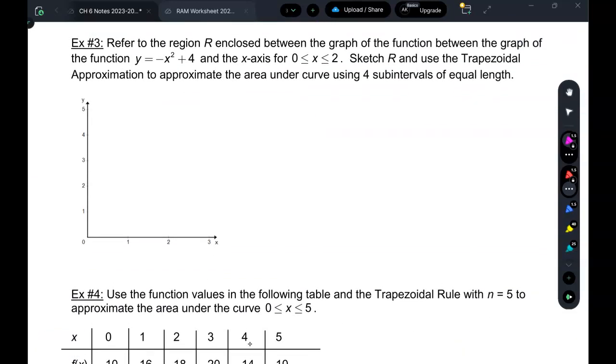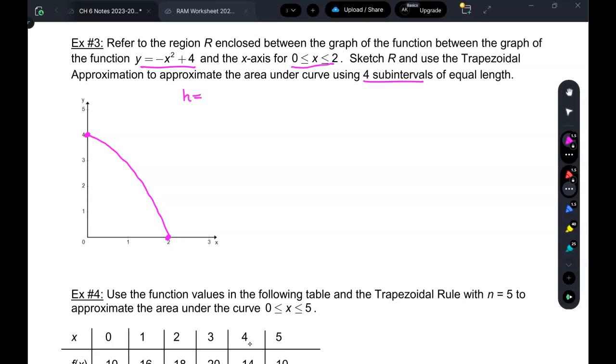Good? Okay, let's try another one, and then we'll do some tables. No questions? We're good? Pretty straightforward. Okay, so let's do the graph. y equals negative x squared plus 4. So that's going to have a y-intercept at 4 and an x-intercept at 2. So it's going to be this part of the parabola. Set that equal to 0, you'd get an x-intercept at plus or minus 2, but we just want that part of the curve. Okay, so it goes from 0 to 2, and it's got 4 subintervals.